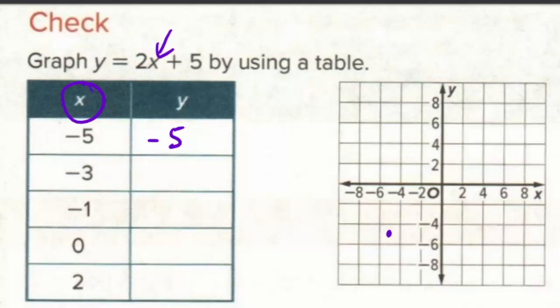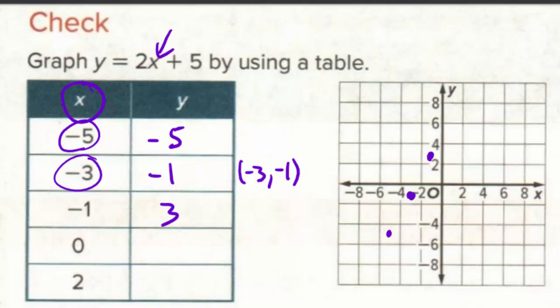And then we're going to put a -3 in. So we did the -5. Now we're going to put a -3 in and see what the output is. -3 times 2 is -6. -6 plus 5 is -1. So again, we're going to plot -3, -1 on the graph. So -3, -1 would be right about there. Do it again with the -1. So 2 times -1 is -2. -2 plus 5 is 3. So we're going to plot -1, 3. So -1 and 3 would be right about here.